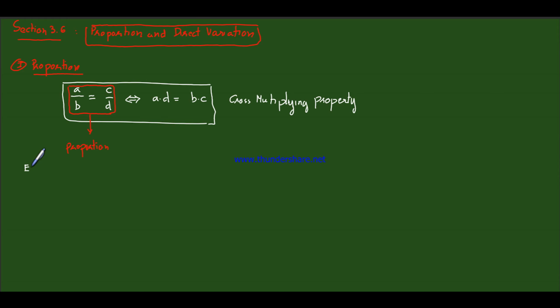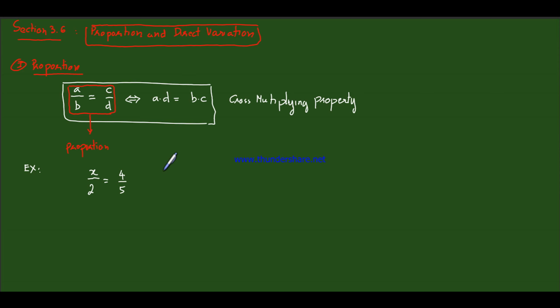Example. What if I have something like this? Because proportion is nothing but an equation, right? Because you see that there's an equal sign here, and we know that an equation can contain a variable x. So I can have x over 2 equal 4 over 5. This is the typical example of what a proportion looks like.